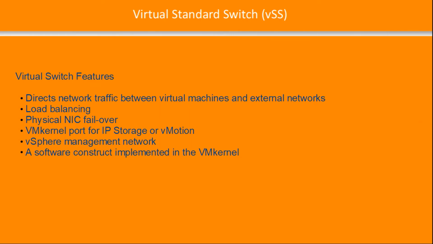Virtual switch features include the ability to direct traffic between virtual machines and external networks, load balancing, physical NIC failover. In the event of one of the NICs failing, the other NIC can support traffic, a VM kernel port with its own TCP/IP stack for functions like IP storage or vMotion, a vSphere management network to allow connectivity and management. The virtual switch is a software construct implemented in the VM kernel.